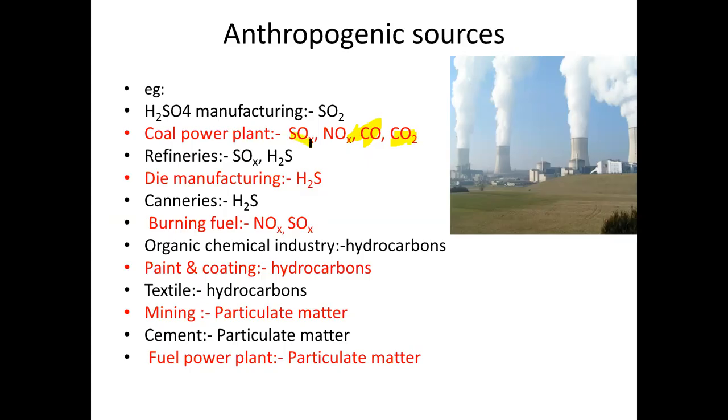Then SOx are emitted because the coal, the fuel that we use for the steam power plant, may contain sulfur impurities. During the combustion process, sulfur is converted into SO2 or SO3, so-called SOx, and NOx are also emitted. NOx means, for example, nitrogen dioxide. During the combustion process, fuel NOx and thermal NOx are emitted.